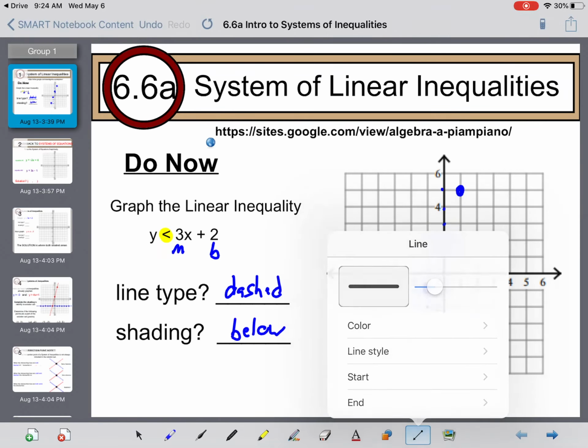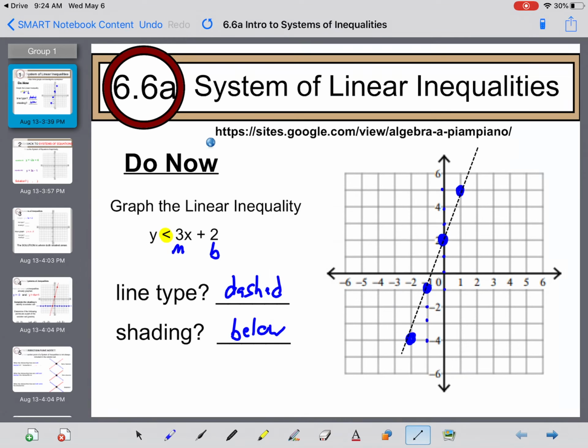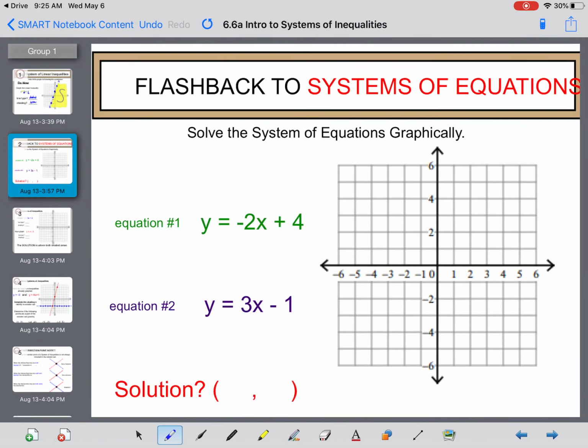Again, we said that line type is going to be dashed. You're going to put your arrows on the end. And we have to shade below. Alright, so everywhere in this shaded area is your solution set. And we're going to learn today, we should be putting an S for our solutions.